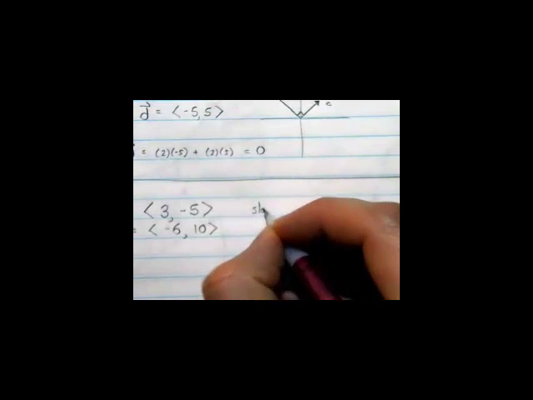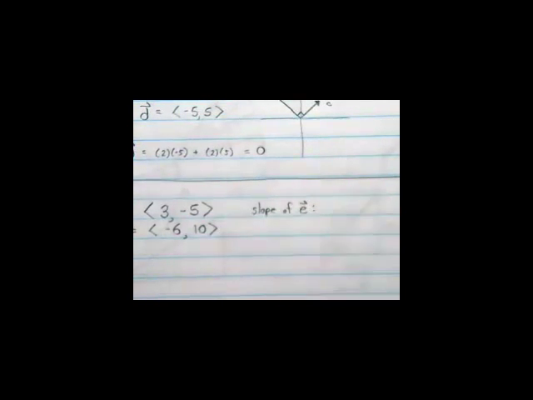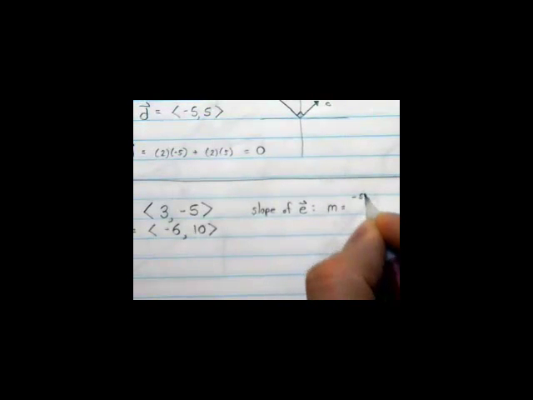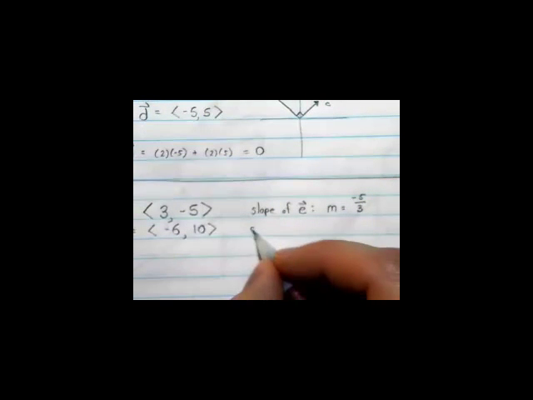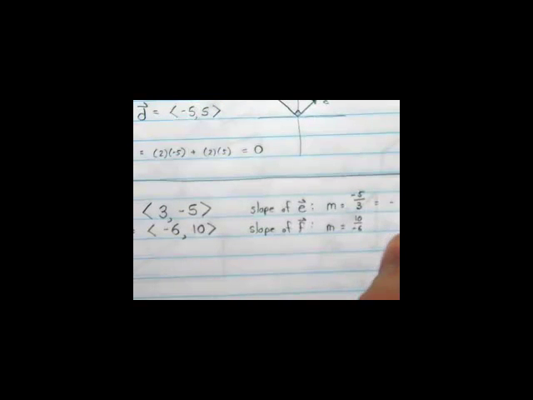So the slope of E, okay, rise over run, y over x, negative 5 over 3. All right, the slope of F, it'd be 10 over negative 6. Both of these reduce to negative 5/3.